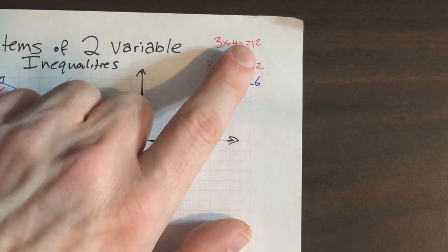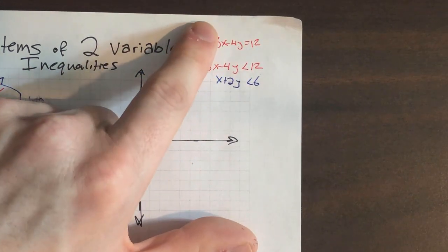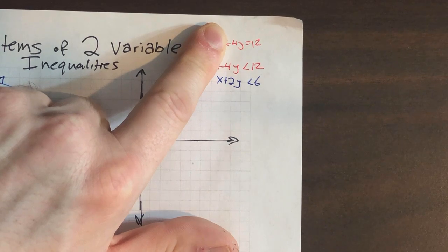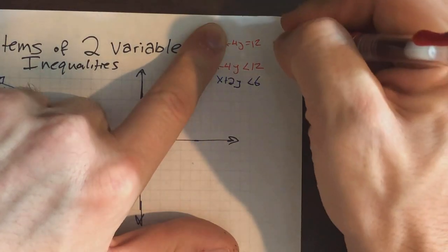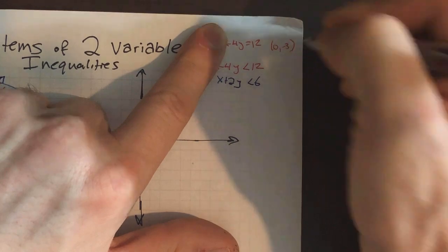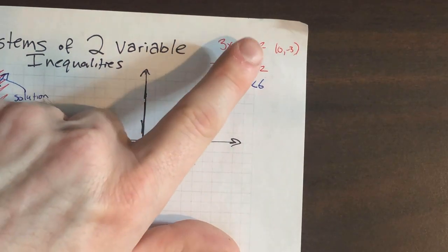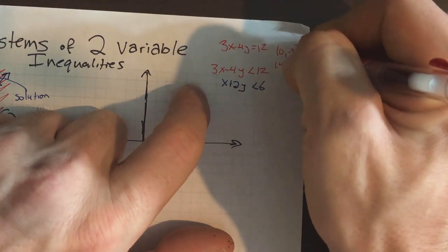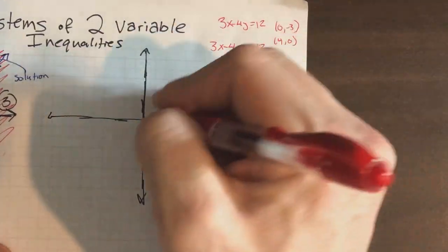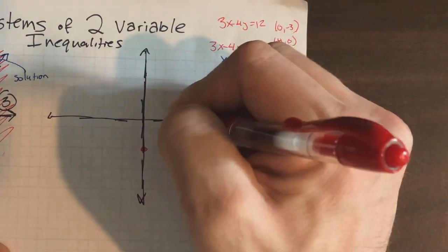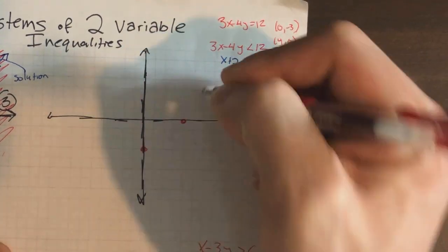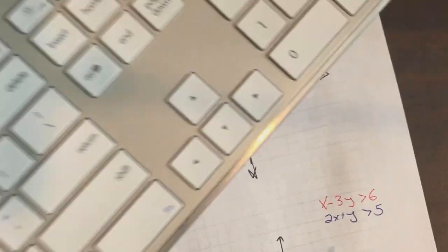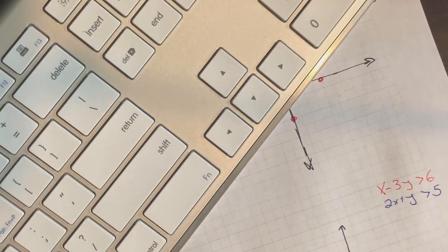How about we start with the x? I cover the x. I've got negative 4y equals 12. So y equals negative 3. So I've got (0, negative 3). Then I cover the y. I've got 3x equals 12. That represents (4, 0). So I do (0, negative 3), I do (4, 0). And now I connect with what kind of line? A dotted line. And notice how I'm putting the arrows on the ends.